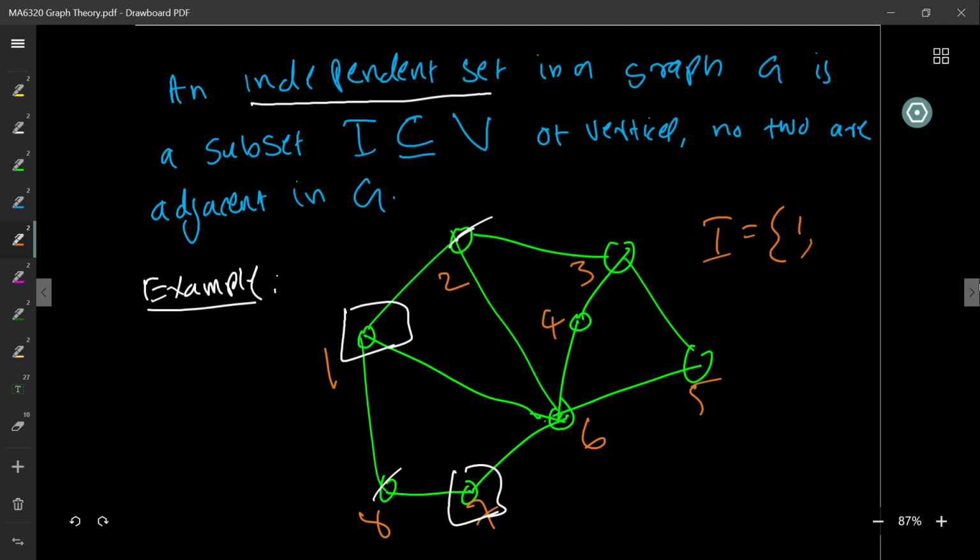I could have, instead of this, added 4, let's say. Now, instead of adding 3, if I added 4, I could also select 5 to be part of it because 4 is not adjacent to 5. None of this is adjacent to 5. So I can say that 1, 7, 4, 5 is also an independent set. This way we have several possible subsets we can find which are independent.